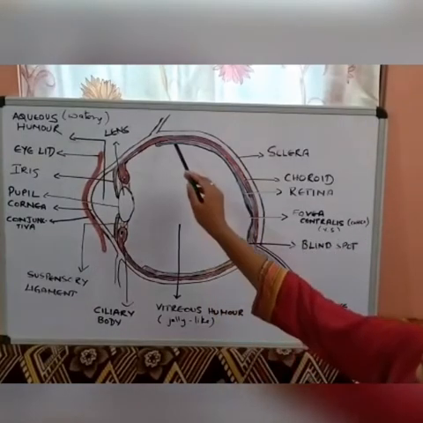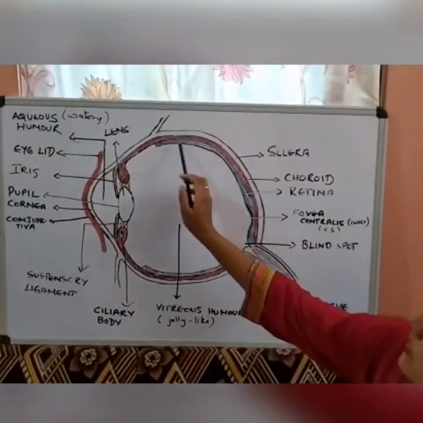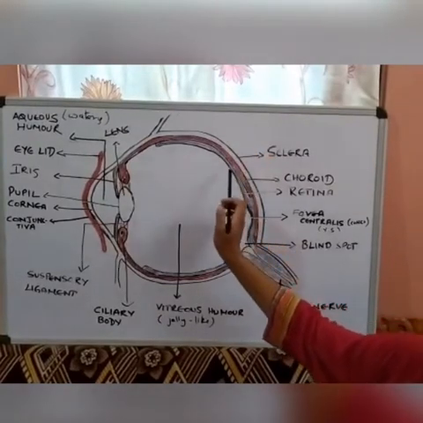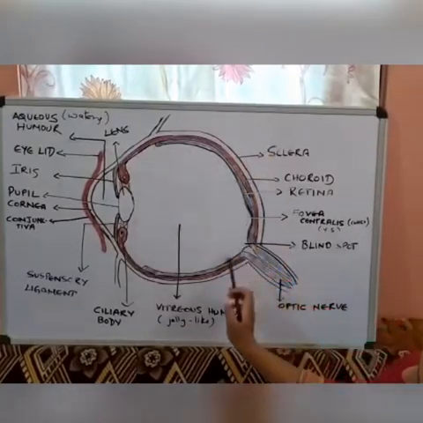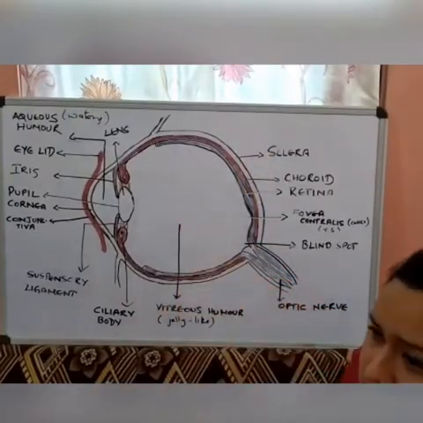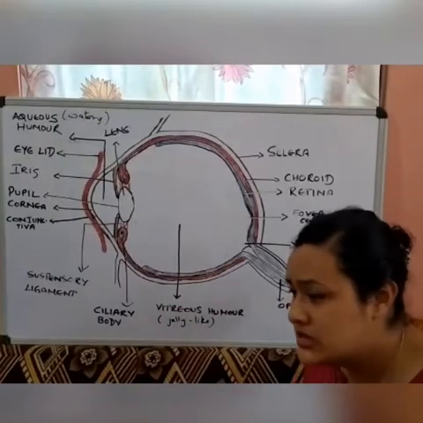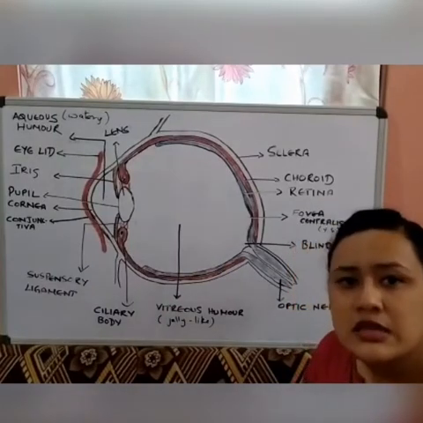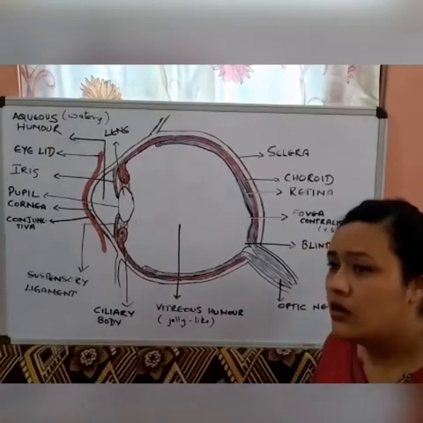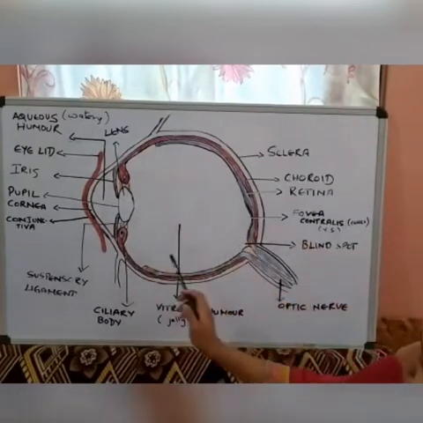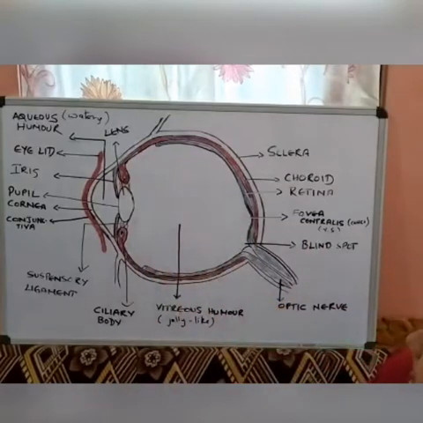The outer portion of the retina is fused with the choroid layer, and the inner portion contains photosensitive cells, which are known as the rods and the cones. It contains the rods and the cones here.